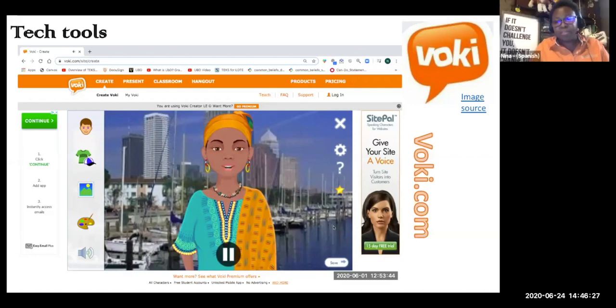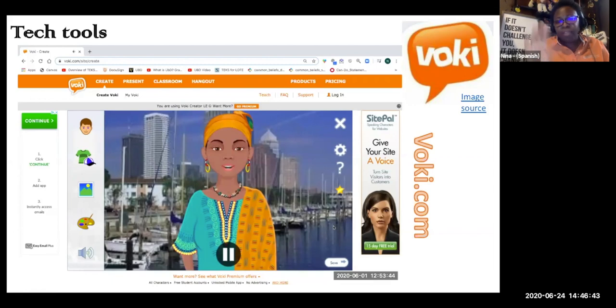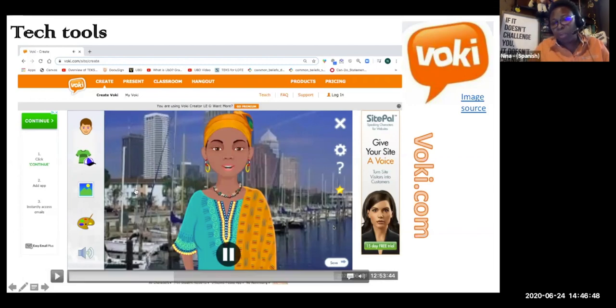And then there's lots of less commonly spoken languages in there as well. So it's a tool that I would strongly suggest playing around with. And all I did was record this from Zoom. So I clicked record and I had called in my Voki, did my Voki, and then I stopped. So I was able to record what I did. Otherwise, it goes away once you close the screen if you don't have the paid version.